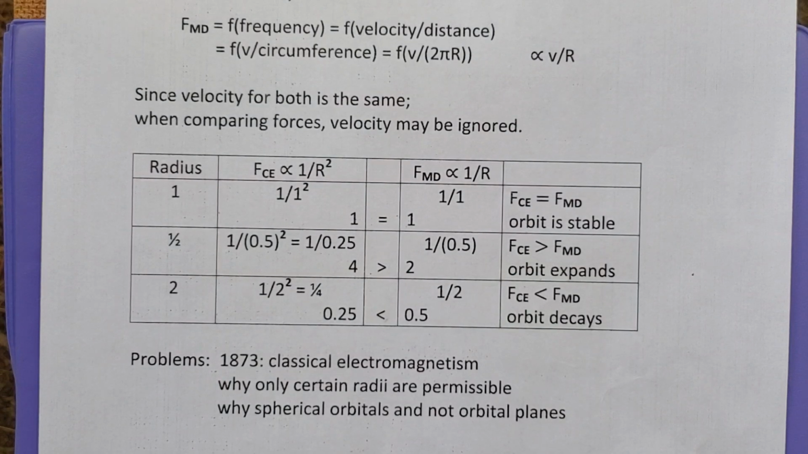At half the Bohr radius, the force of charge expansion, which is 4, is greater than the force of magnetic decay, which is 2, and the orbits spiral outward. At twice the Bohr radius, the force of charge expansion, which is 1/4, is less than the force of magnetic decay, which is 1/2, and the orbits spiral inward.